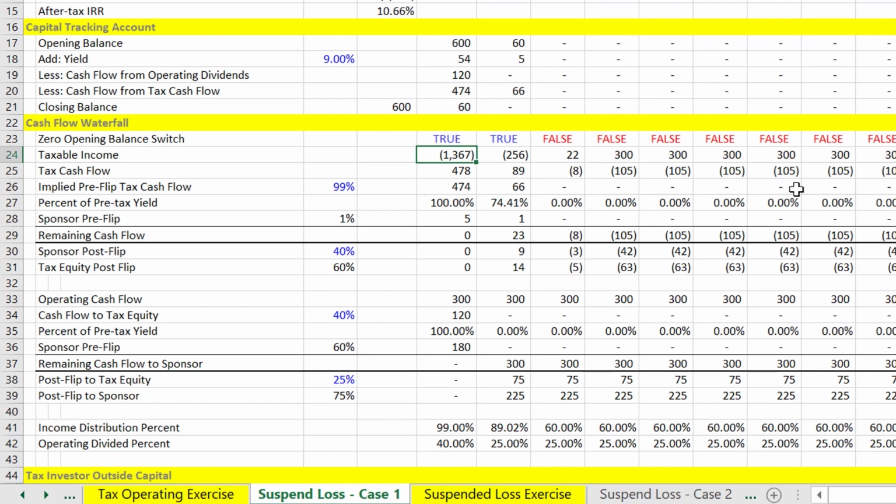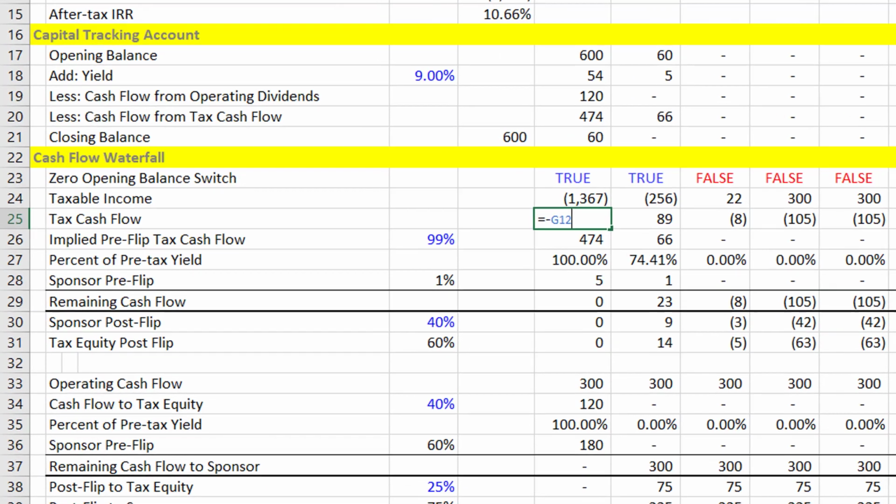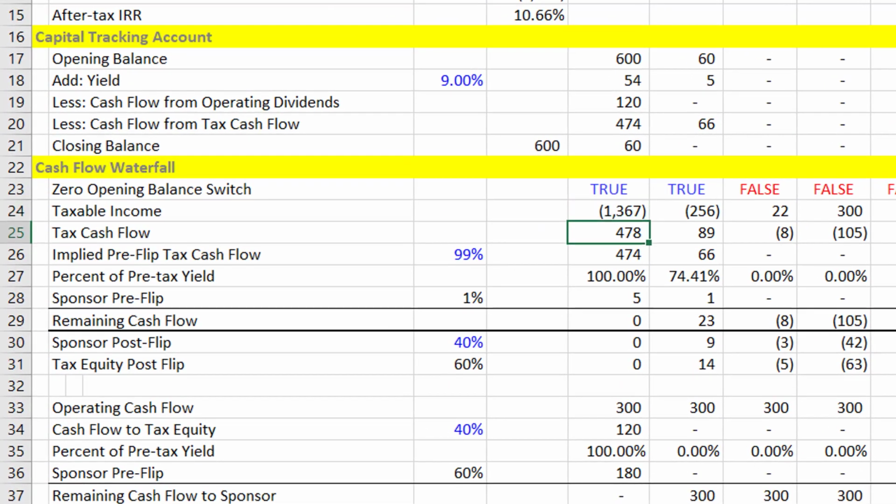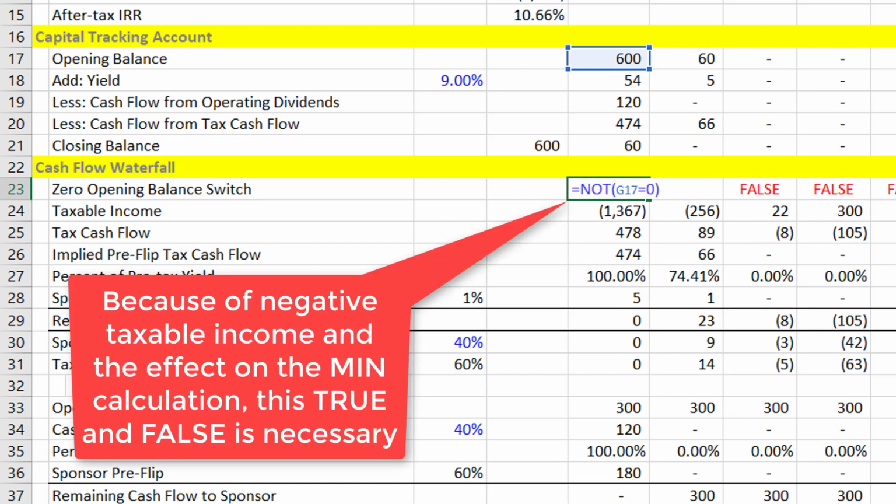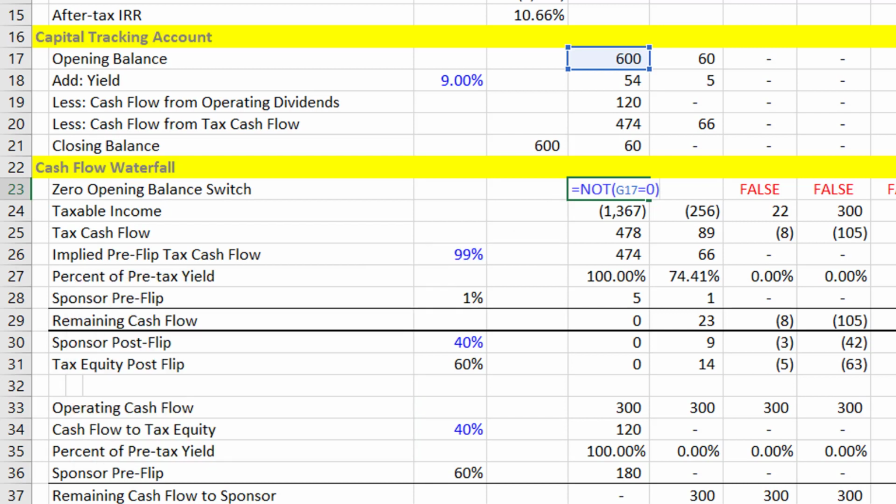So we have some taxable income this time, and now we get the tax cash flow from the taxable income, just multiplying it by 30%. And then we use the minimum calculation, just like was done in the last video. There's only one exception: there's a little true and false, because if you have a negative balance, you need this little true-false opening switch, which was a real pain. When the opening balance goes down to zero, you zero everything out. Otherwise you can get some negatives that start pushing it back and changing things.